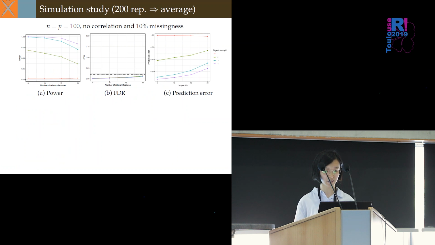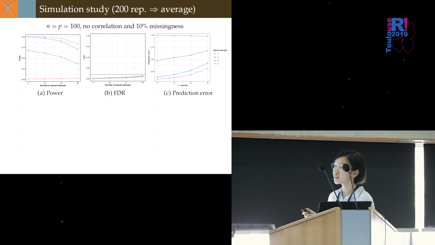We simulate a dataset of n equals p equals 100 without correlation and 10% missingness. We vary the number of relevant features, the number of non-zero beta, and we also vary the signal strength from 1 to 4. Here we can observe that the false discovery rate can always be controlled below the desired level, 0.1. With larger sparsity and also with larger signal strength, we have a larger value of power, and we can also reduce the prediction error.